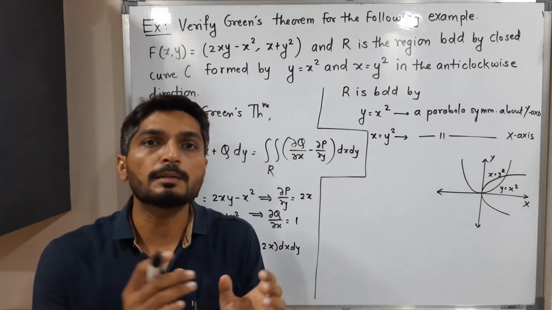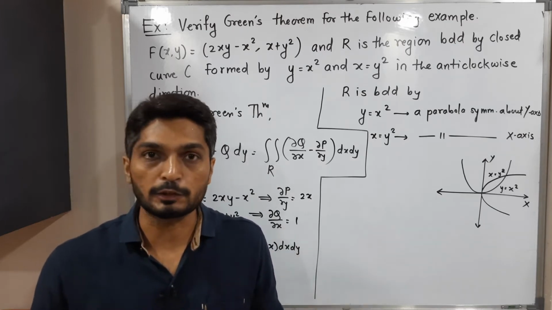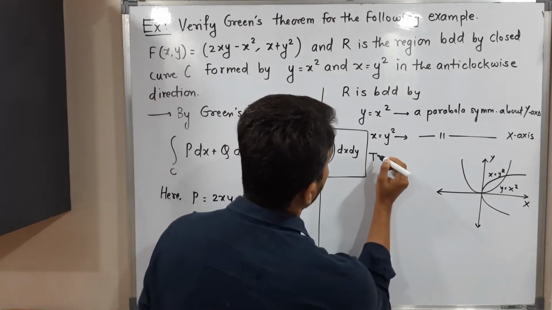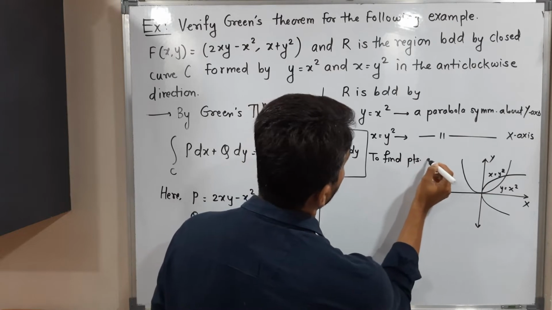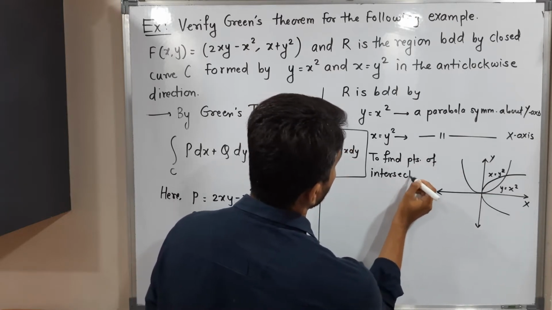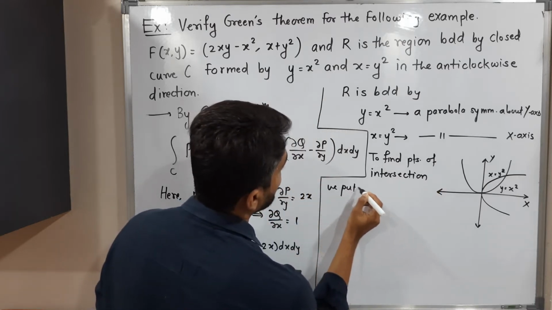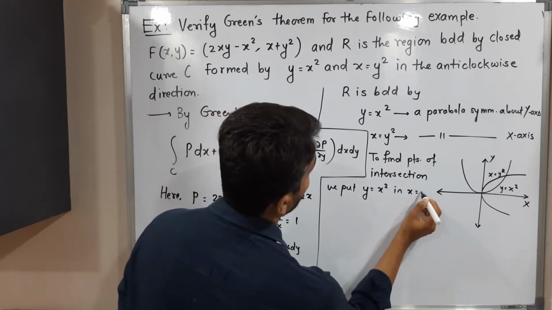So there is a very simple technique to find the point of intersection. We put one equation in the second equation, and we get the points of intersection. I will do the same. To find the points of intersection, we will put one equation in the other. We put y is equal to x square into x is equal to y square.